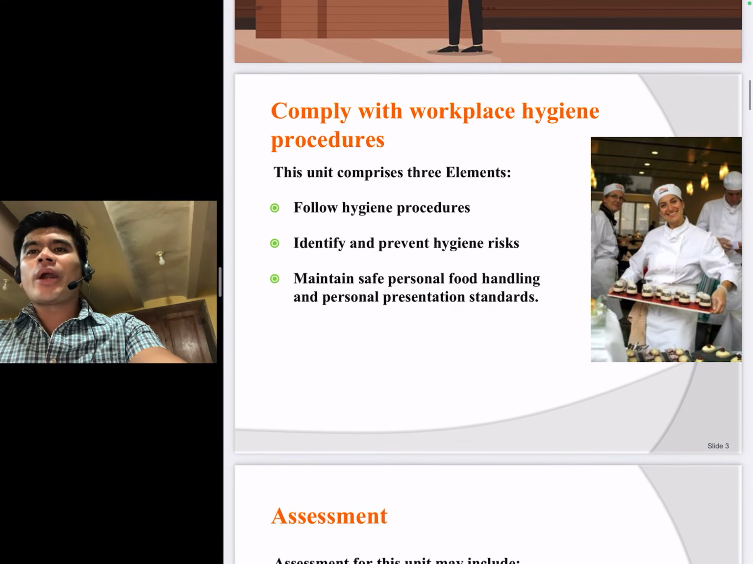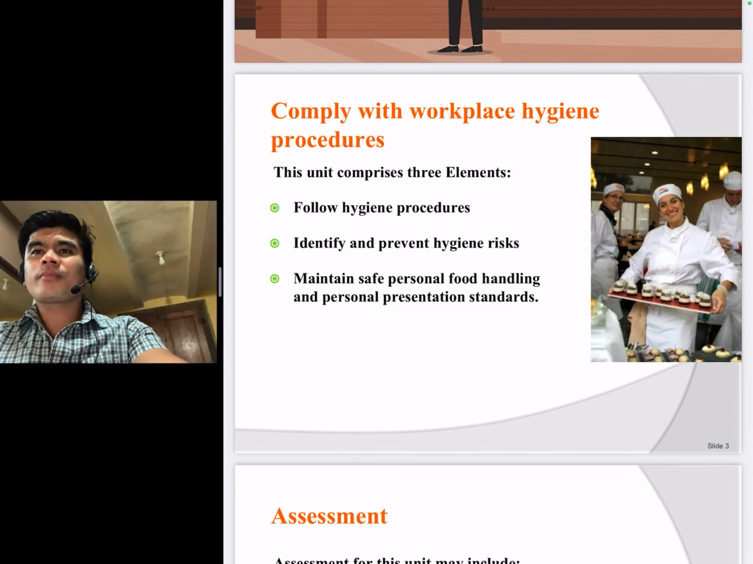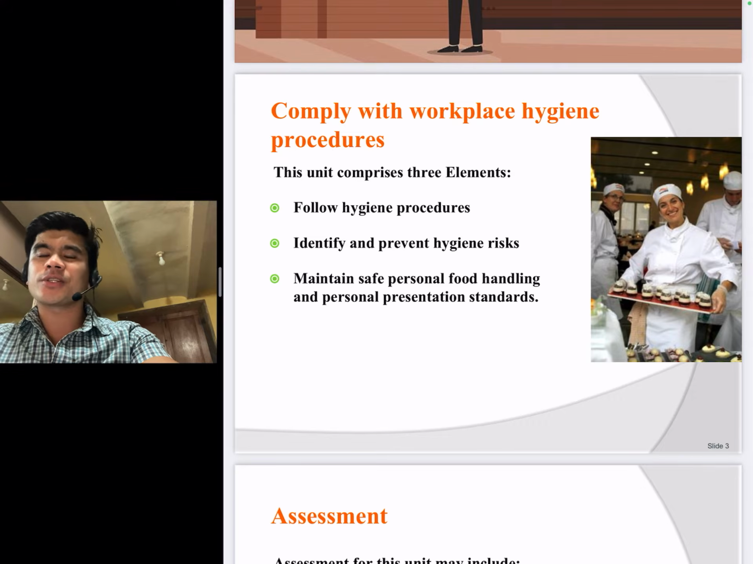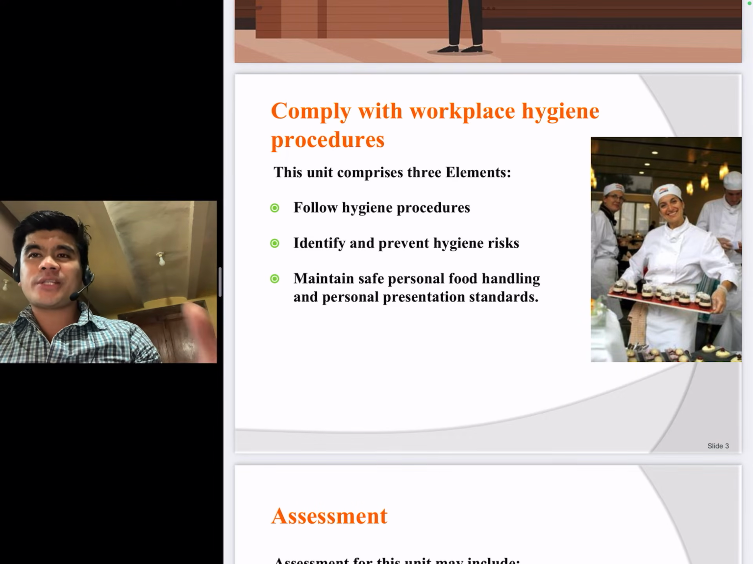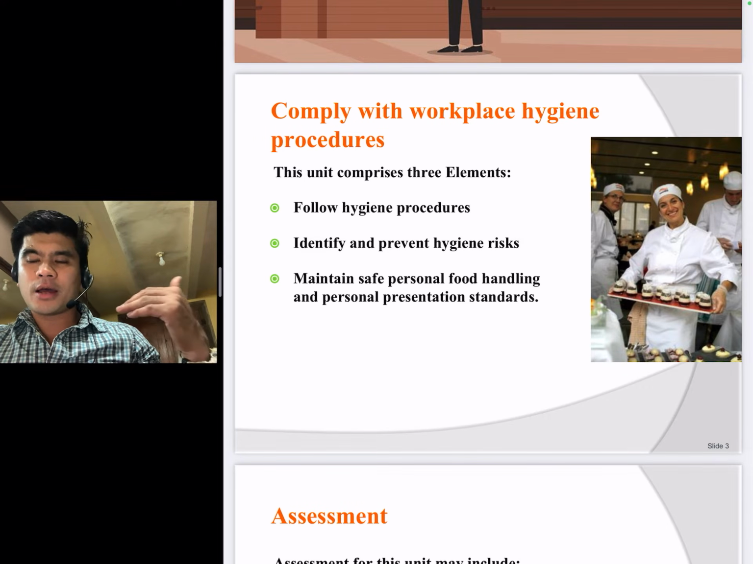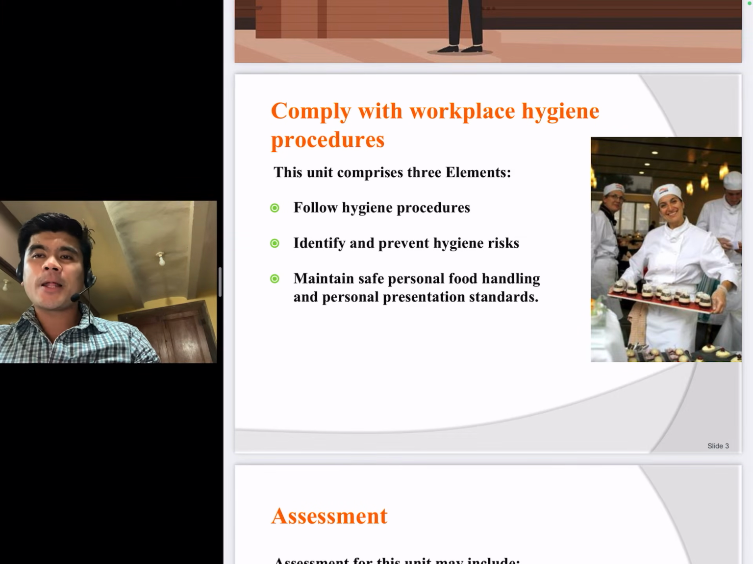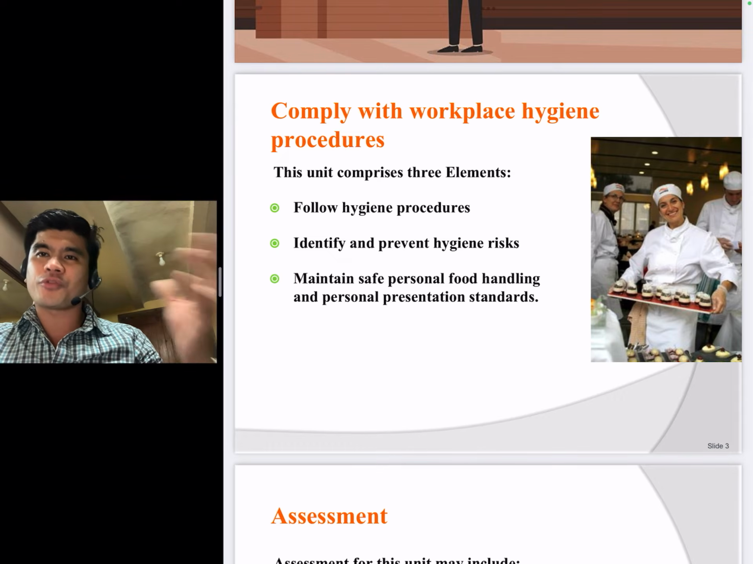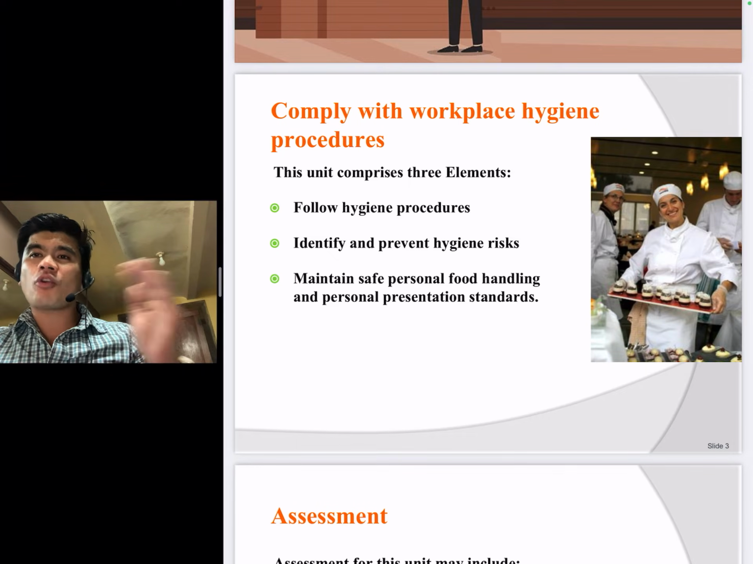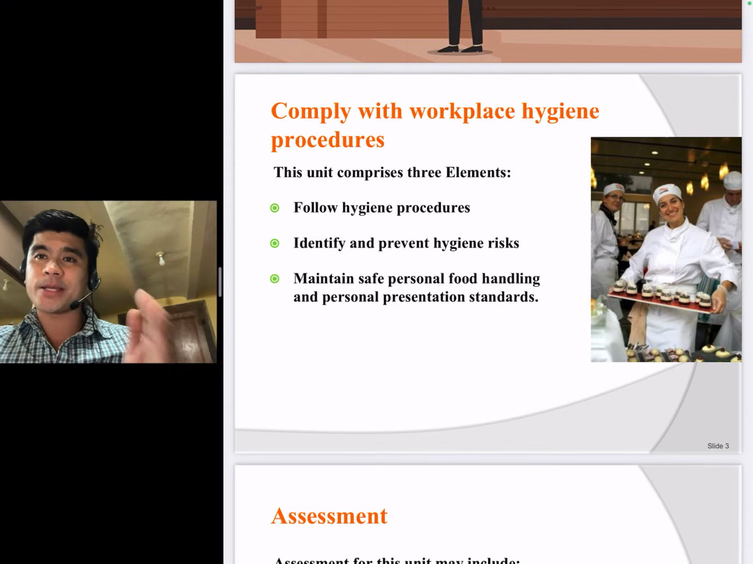Next, what are the things that we need to do? First, comply with workplace hygiene procedures. What are these hygiene procedures? This unit comprises 3 important elements. Number 1, follow hygiene procedures. The basic hygiene procedures, as we go on, we're going to talk about in detail, are the simple washing of hands, maintaining the proper temperature of the food, and avoiding cross-contamination. That's a basic idea of it.